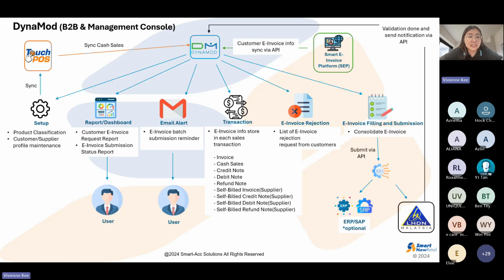Okay, next, let me explain the full picture in Dynamod. For the retail part, we have a touch POS system which syncs the cashier sales back to Dynamod. For this part, we will also install one new plugin called SEP, so that this SEP function will integrate the e-invoice data to the touch POS. I will explain that later. Let me go to the setup first.